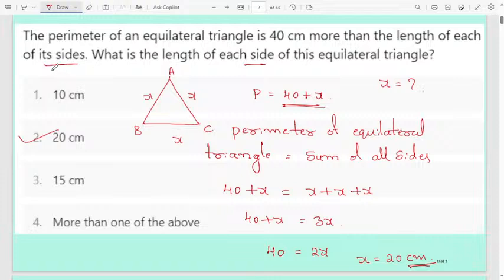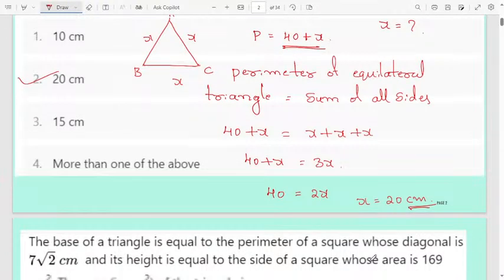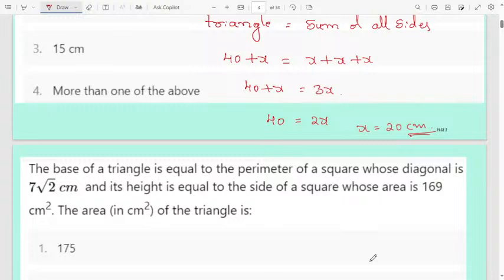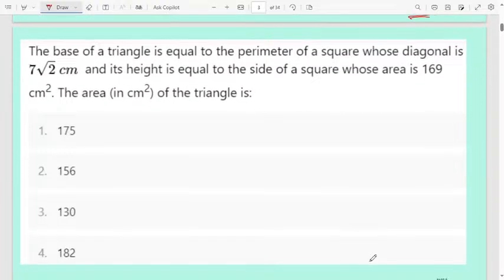The perimeter of an equilateral triangle is 40 centimeter more than the length of its side. Consider the side as x, then you have to find the value of x. The perimeter of an equilateral triangle is the sum of all the sides. Simplify, and you will get the value of x, which is 20 centimeter. Let us move to the next question.